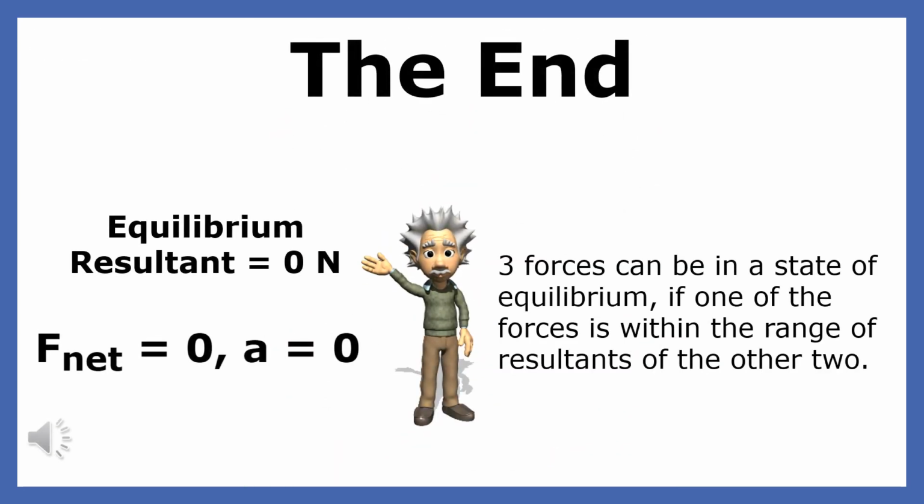In this presentation, you learned that a system is in a state of equilibrium if the net force equals 0. You learned that when the net force on a system is 0, its acceleration is 0. You learned that 3 forces can be in a state of equilibrium if one of the forces falls within the range of possible resultants of the other 2. This is the end of my presentation on equilibrium.